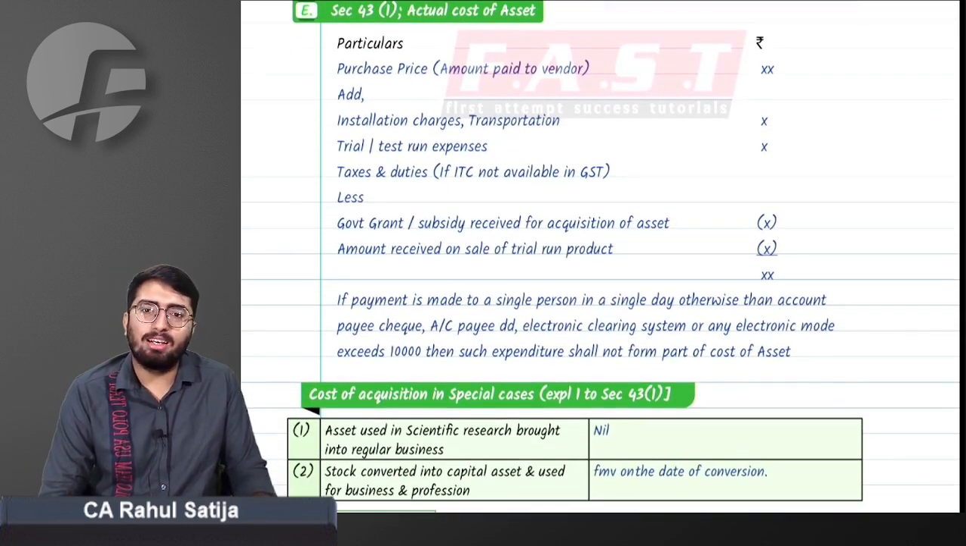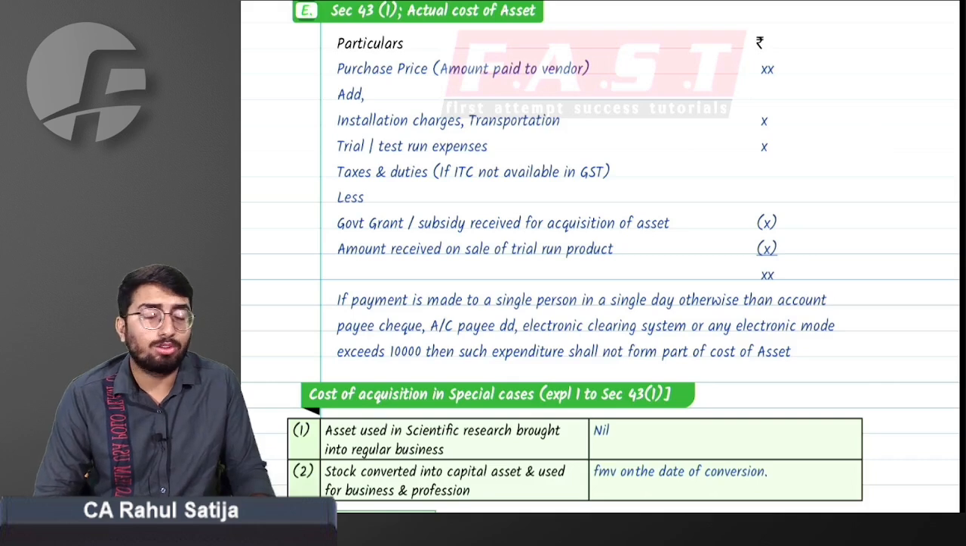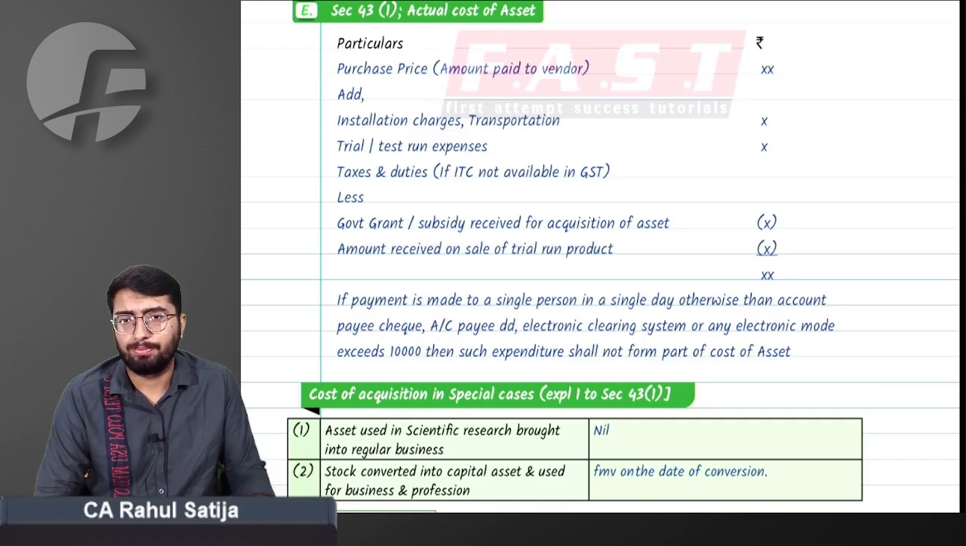If you pay any sum greater than 10,000 via cash, via crossed cheque, or via bearer cheque, then such expenditure will not be allowed as deduction. Such expenditure will not be added to the cost of the asset.